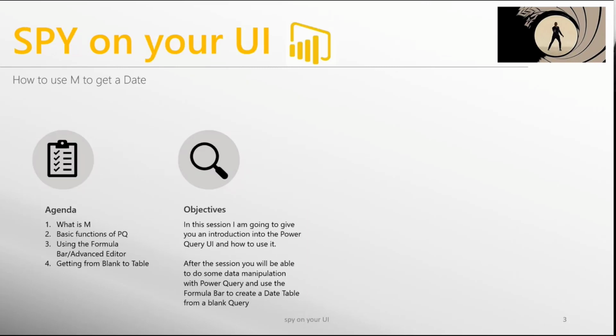So about this session, we are going to talk about M and how we can use M to get a date. And after this, you will probably be able to use M and the Power Query editor to create a date table, and not necessarily only a date table, but a table from a blank query, and then create some data within the Power Query editor to play around with and to use for some data transformation.